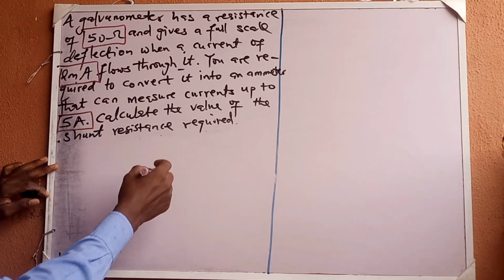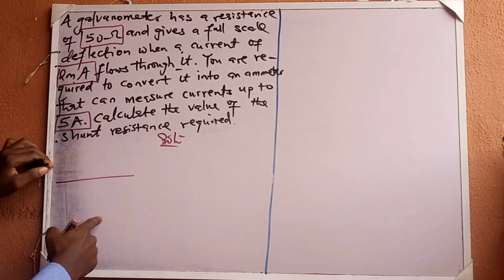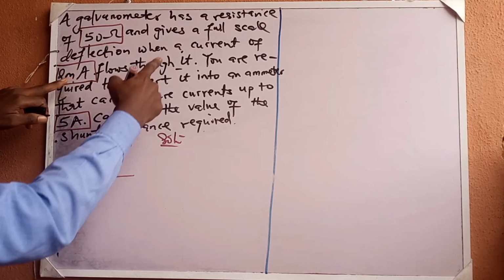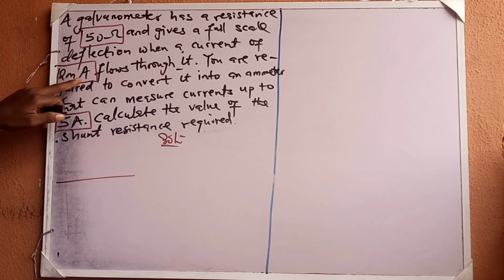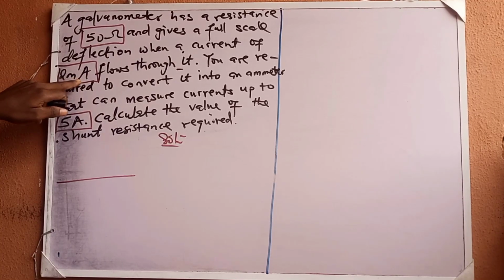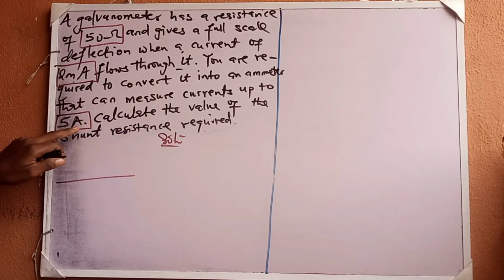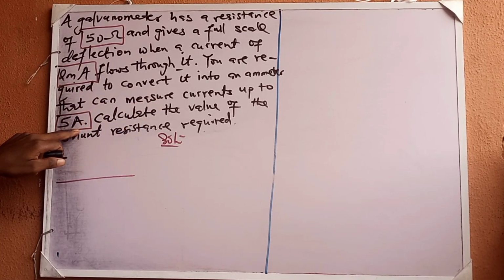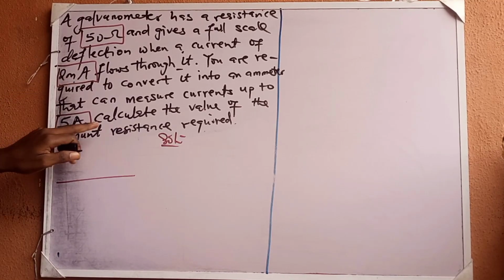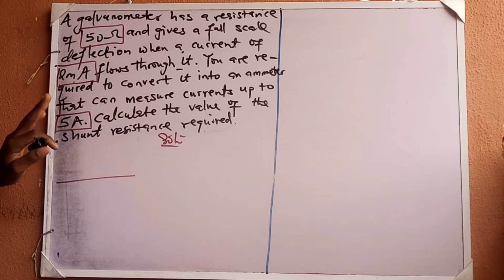So let's look at the circuit. In this question, we are told that the galvanometer has a resistance of 50 ohms and it gives a full-scale deflection when a current of 2 milliamps passes through it. So this is the maximum current the galvanometer can withstand, and we want to use it to measure a current of 5 ampere. That is way bigger than what it can withstand. So we are asked to calculate the value of shunt resistance that is required to solve this problem.